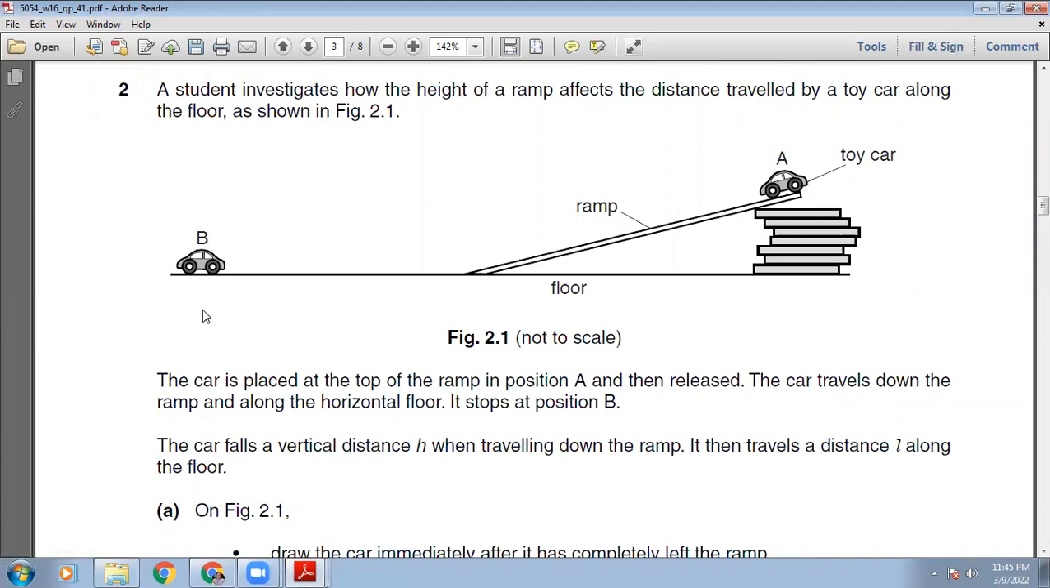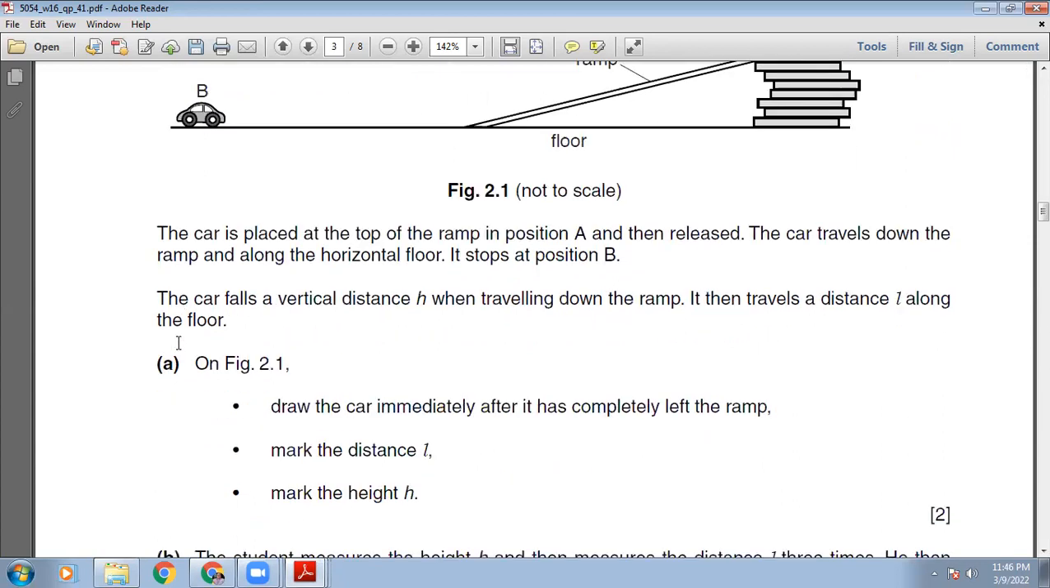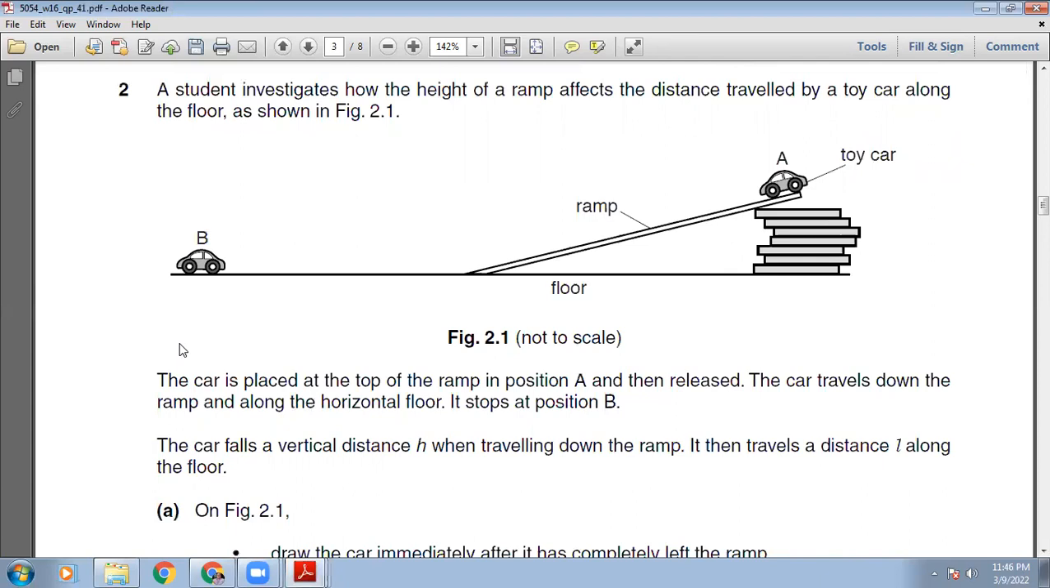A student investigates how the height of a ramp affects the distance traveled by a toy car along the floor as shown in figure 2.1. The car is placed at the top of the ramp in position A and then released. The car travels down the ramp and along the horizontal floor. It stops at position B. The car falls a vertical distance h when traveling down the ramp. It then travels a distance L along the floor.